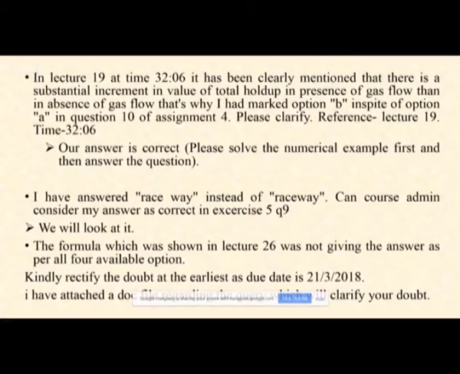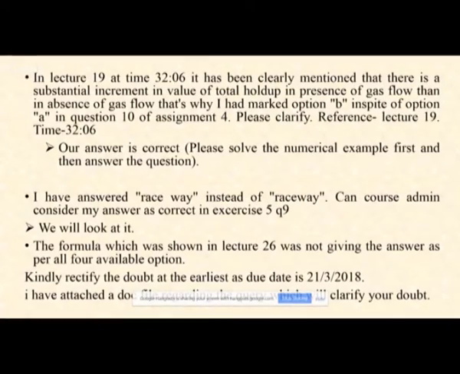The next question is, I have answered raceway instead of one word of raceway, can course admin consider my answer as correct in exercise 5 question 9? So I have to talk to the admin, and maybe I may give a benefit of doubt to you, but I'm not sure whether it can be done or not. So I will look at it, talk to admin. If it is possible, we will try to do it. If not, please don't mind. It's as such your mistake, but we will see if something can be done.